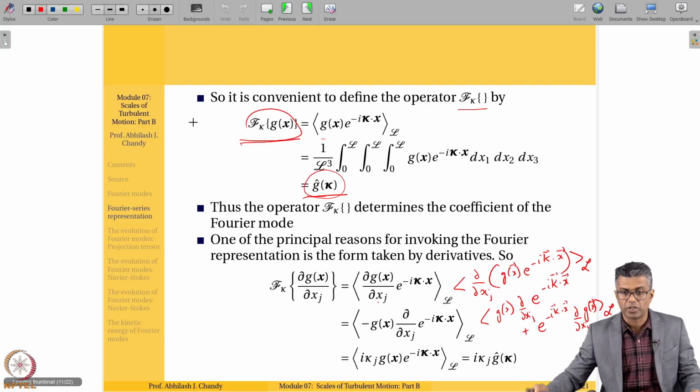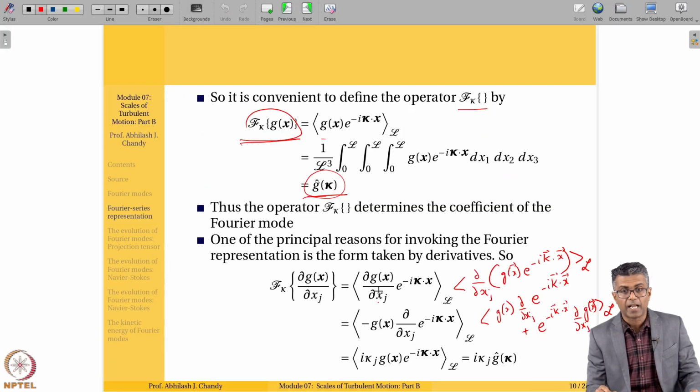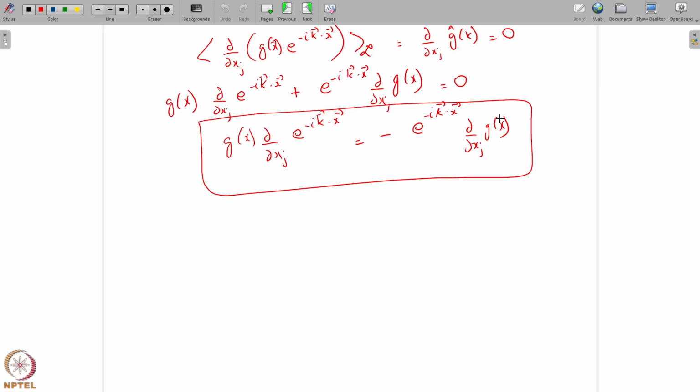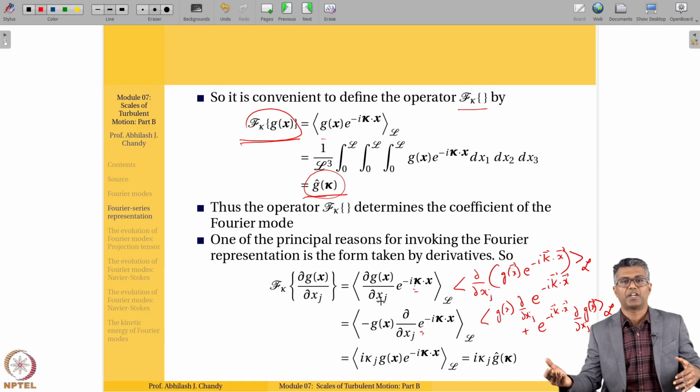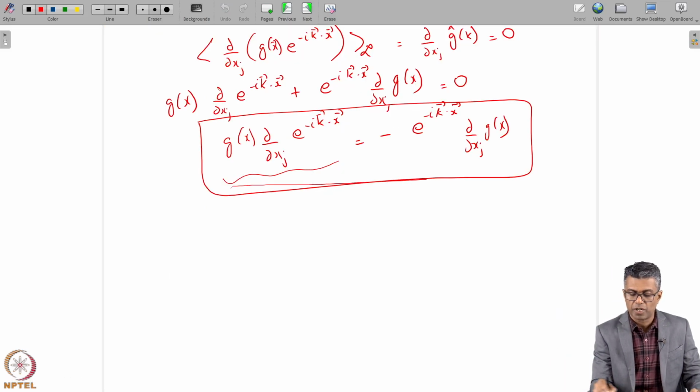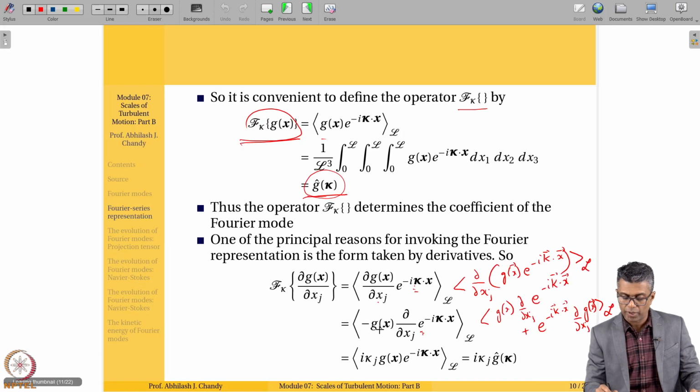Okay, it is this expression that I am using here. So I have ∂g(x)/∂xj times e^(-iκ·x). I will write that as minus g(x) ∂/∂xj of e^(-iκ·x), isn't it? Because the sum of these two turned out to be 0, so one of them would be the negative of the other, according to this expression here. So that is what I'm doing.